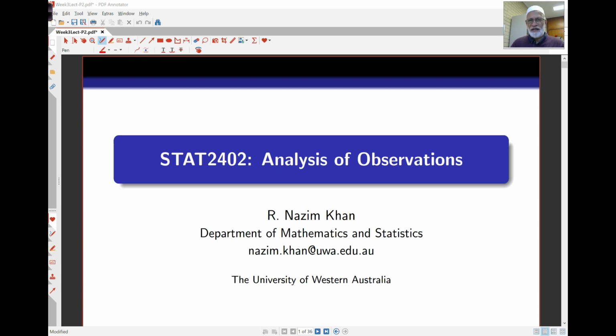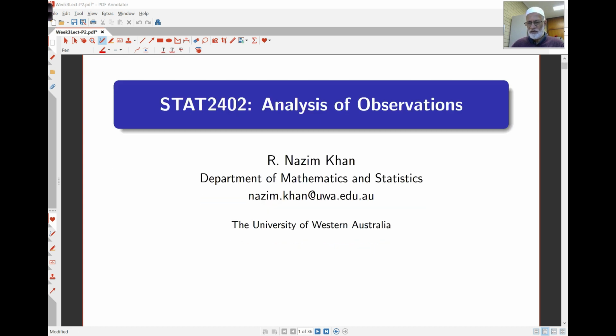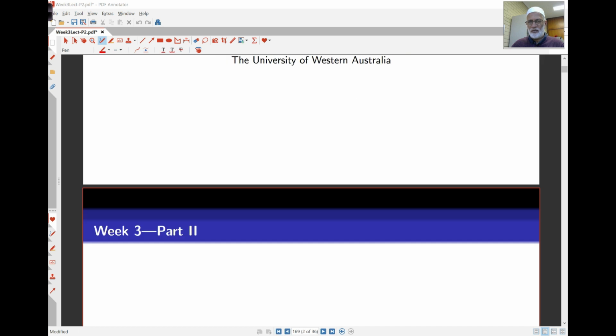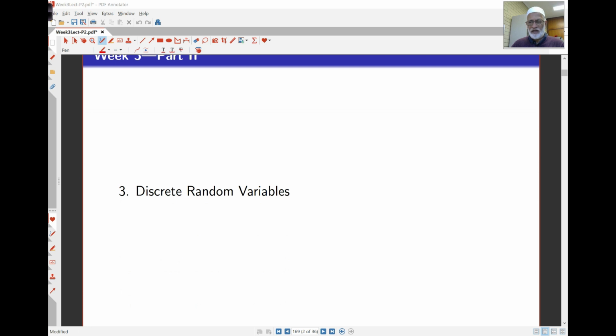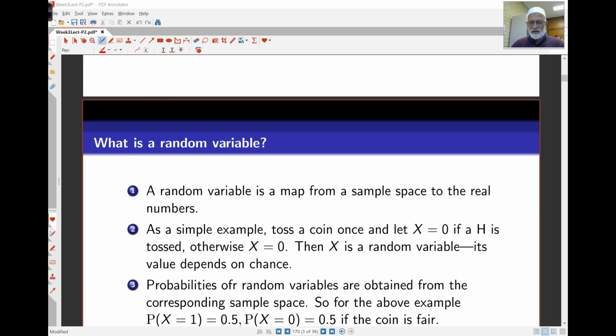So today we'll take a look at the second part of the lecture notes in this lecture and a couple of other ones. In the first part of week 3 we took a look at probability. In the second part we'll look at the next idea, which is random variables. We'll look at discrete random variables to start off with. So the idea here is this.